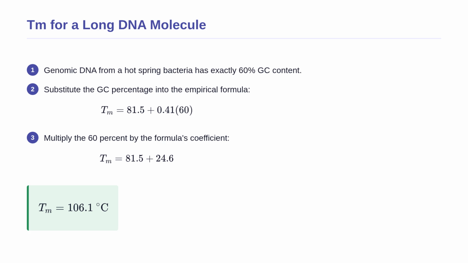Physically, this extremely high melting temperature makes perfect sense. The bacteria live in boiling hot springs, so their DNA must have a high GC content to remain stable and prevent spontaneous denaturation in their extreme environment.